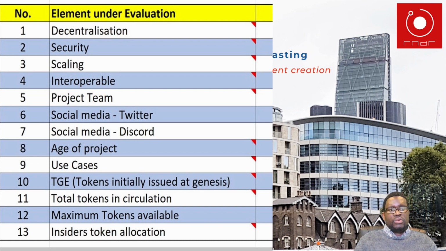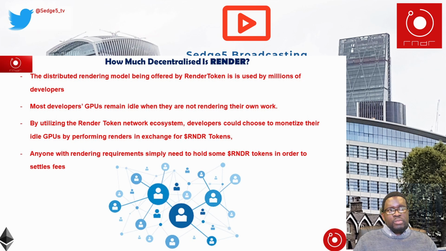Under tokenomics, we've got 4 key areas that we'll look into. Now, let's give a brief overview of each of those elements. Under decentralization, the distributed rendering model being offered by Render Token is compelling because millions of developers have Otoy's Octane Render, which is the software from Otoy, available to them, and render scenes regularly on their GPUs. However, the current system is extremely inefficient.